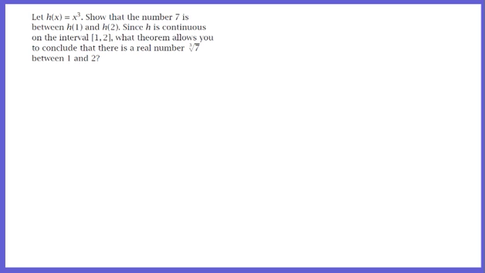Okay, class, this is section 2.7, number T18. We have a cubic function, h of x is equal to x cubed, and we need to just show that the cube root of 7 is a real number, and it's going to be somewhere between 1 and 2. So we're going to use the intermediate value theorem to do this.